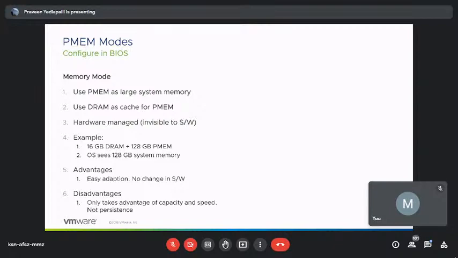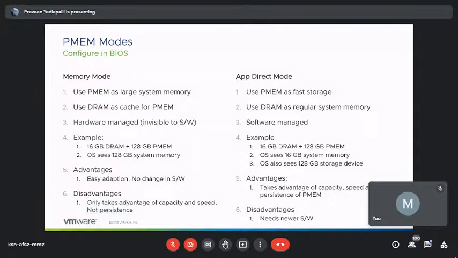The disadvantage here is this solution is only taking advantage of the capacity and speed of PMEM, but actually PMEM is persistent. But in memory mode, when you reboot, the hardware will remove everything from the PMEM. Even though it is actually persistent, it will intentionally delete everything from the PMEM so that next time you boot, the system memory is clear. That is memory mode. The other mode is called app direct mode.